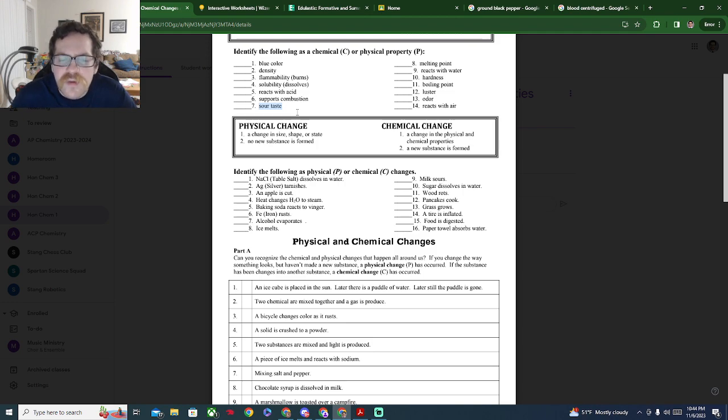Sodium chloride, table salt, dissolving in water. It's still salt, it's just in the water. Therefore, that is a physical change. I'm going to go through all the physical changes first, then I'll run through and do the chemical ones, and I'll explain them as we go. An apple is cut. If you cut something, just like with the paper I described, it is still the same chemical, still the same substance.